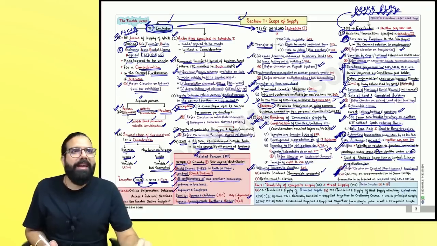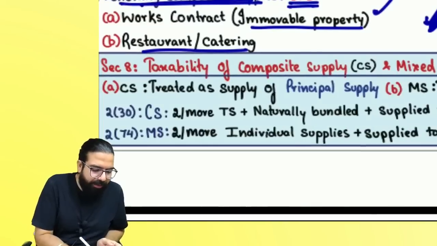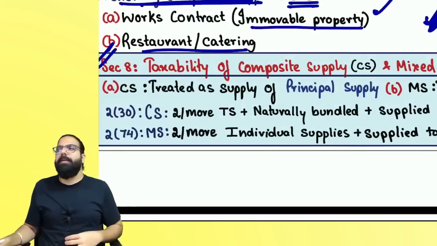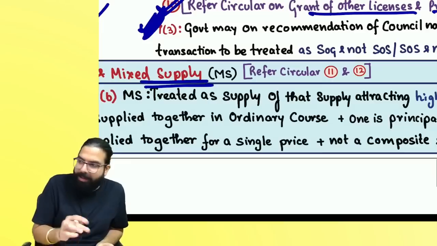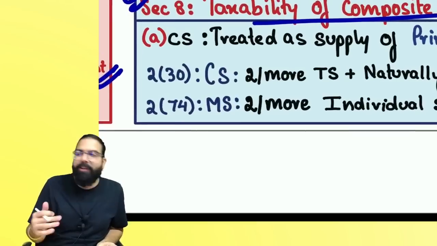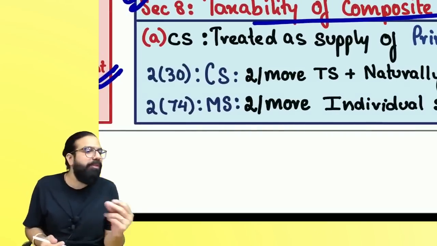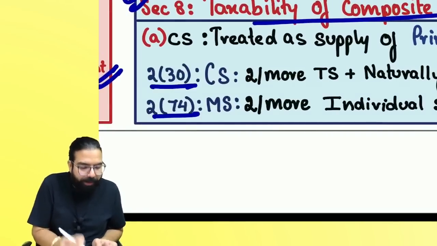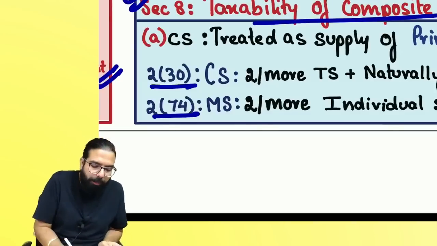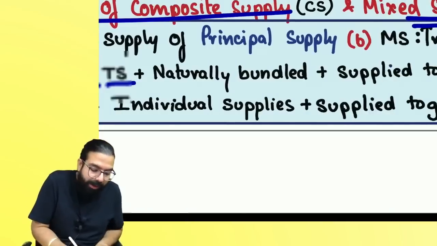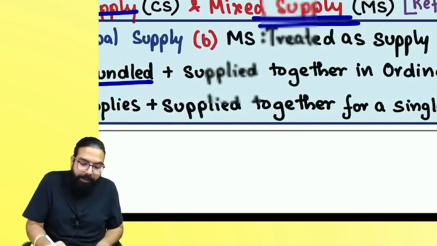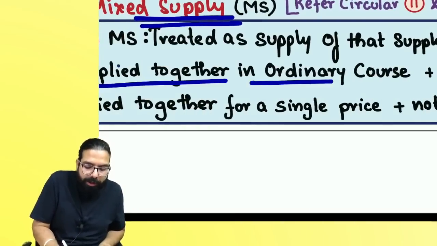Now, in the supply chapter, the next section which we have is section number 8. Section number 8 talks about taxability of composite supply and mixed supply. Listen to me very carefully. But before we talk about the taxability, first of all, we should know what is a composite supply and what is a mixed supply. What is a composite supply? Composite supply means 2 or more taxable supplies which are naturally bundled. They are supplied together in the ordinary course of business.